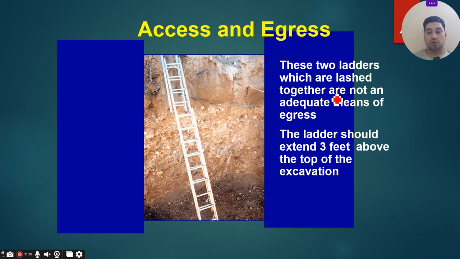Access and egress: these two ladders which are lashed together are not an adequate means of egress. You can see here these two ladders are lashed together and it is very unstable and very unsafe. When the worker uses this, these ladders can easily get damaged and detach, and the worker can fall down. And when we are using the ladder, as I told you, it should extend 3 feet above the top area where the worker has to egress.